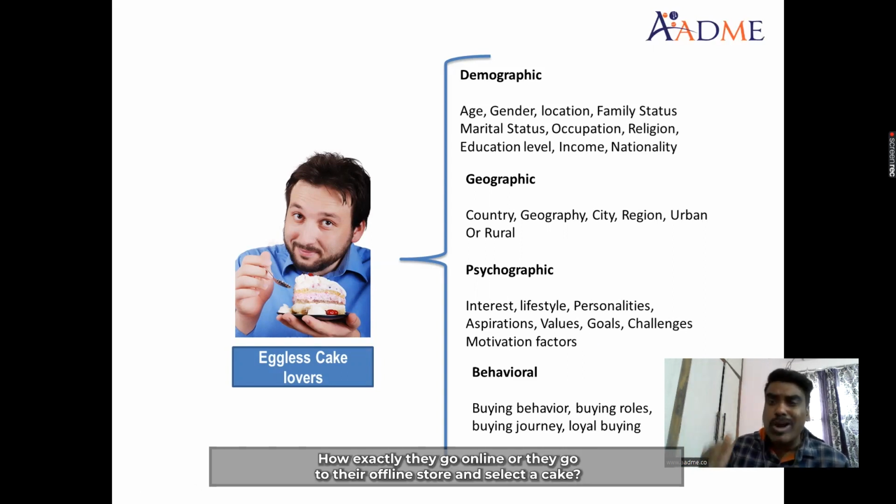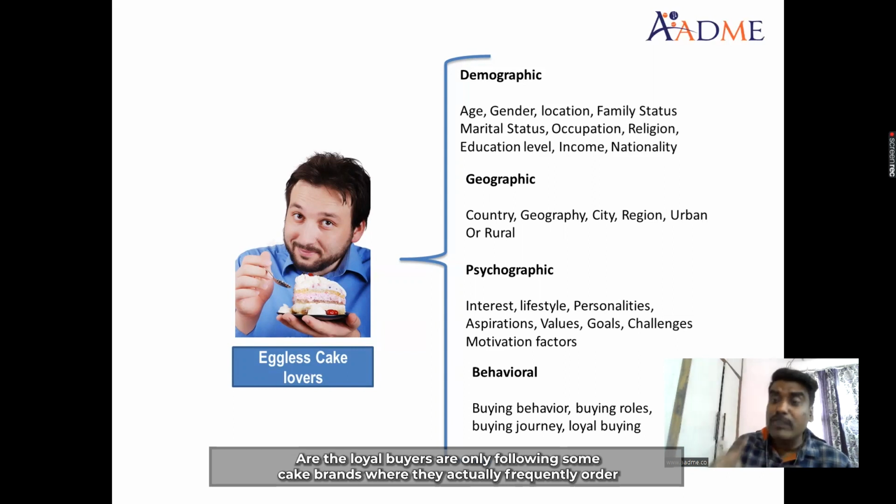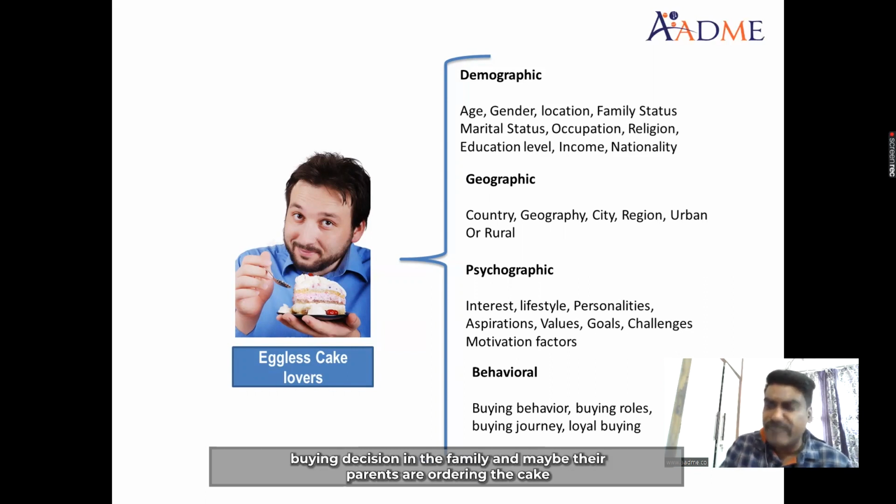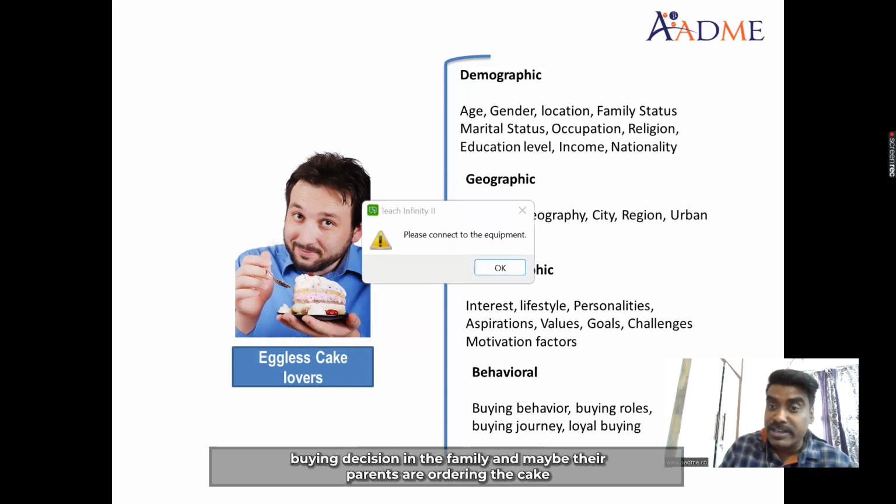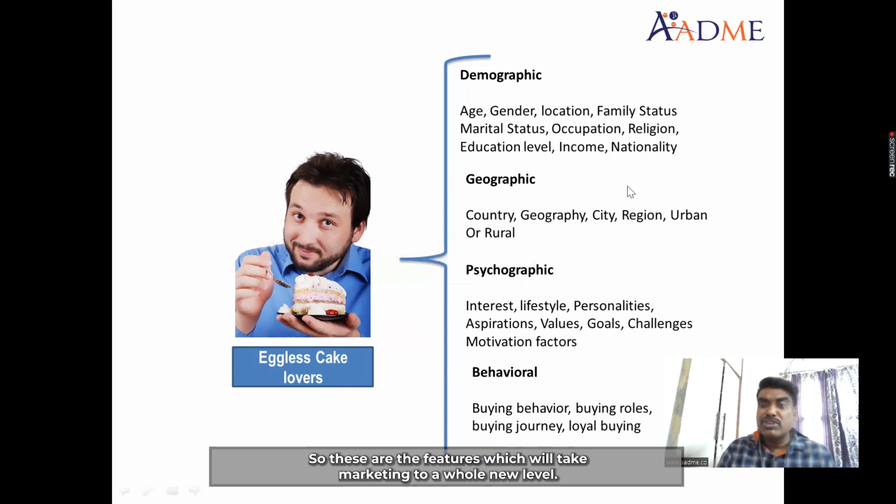How exactly do they go online, or do they go to their offline store and select a cake? What is the process that makes it really convenient for them to order a cake online? Are they loyal buyers? Are they only following some cake brands where they frequently order cakes? Are they the decision makers of selecting a cake, or are they just the people influencing a cake buying decision in their family, and maybe their parents are ordering the cake? So these are the features which will take your marketing to a whole new level.